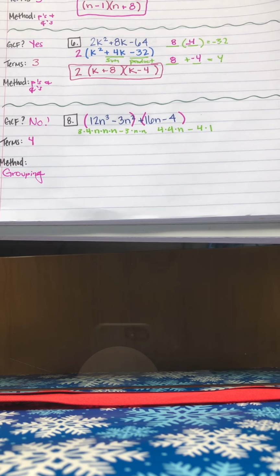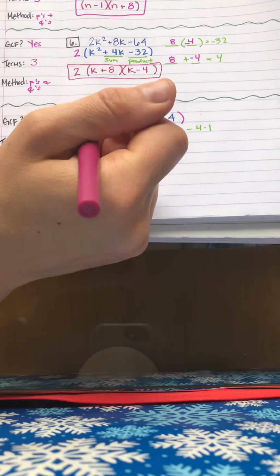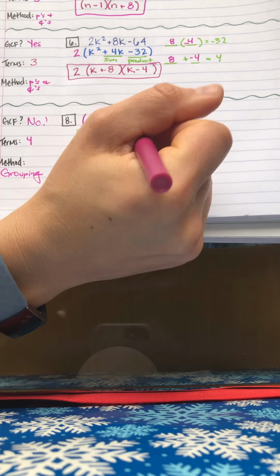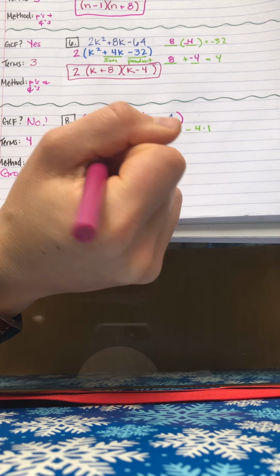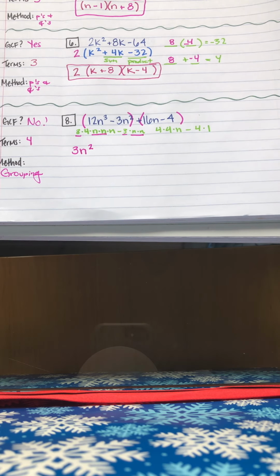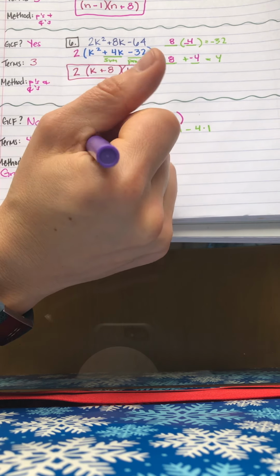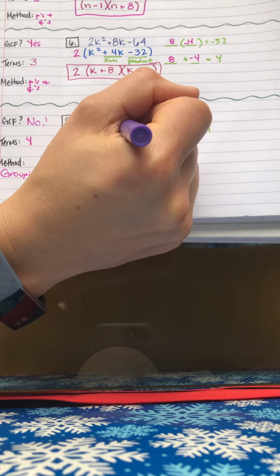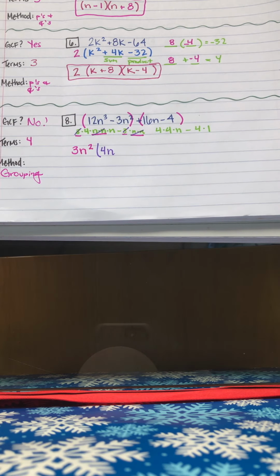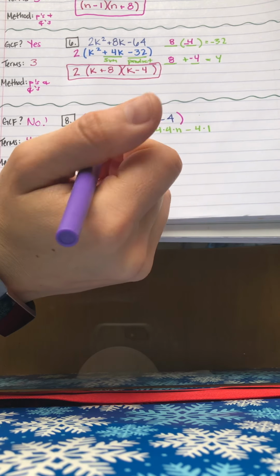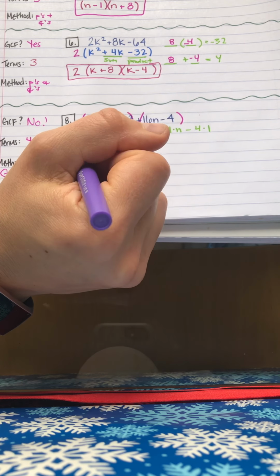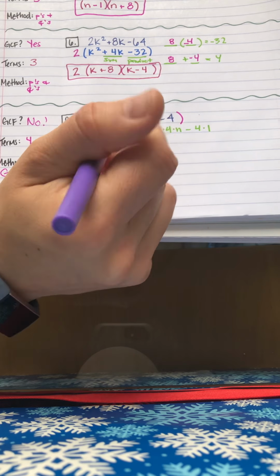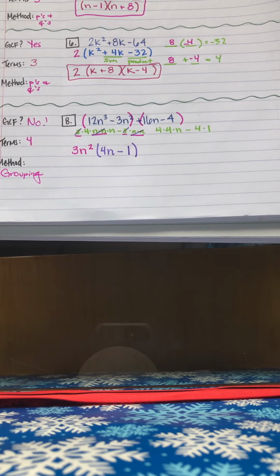All right, let's see. What do they have in common? I see a 3 and an n times n in the first ones, which leads me to believe that the greatest common factor of the first 2 terms is 3n squared. Let's see what we have left over after that. If I take out the 3 and the n squared from the first term, I'm left with 4n. And if I take out the 3 and the n squared from the second term, you might think I'm left with 0, but remember, you're essentially dividing both of these terms by 3n squared. So when I divide 3n squared by 3n squared, I'm actually left with 1.